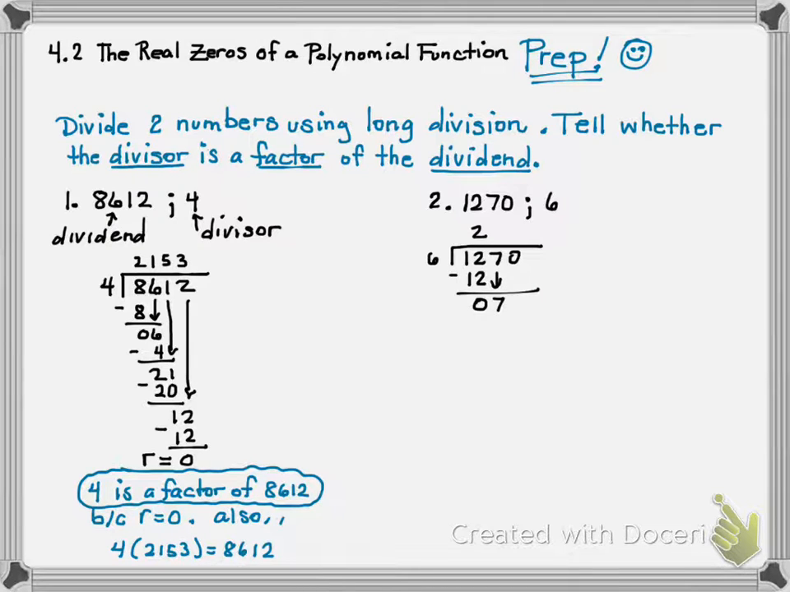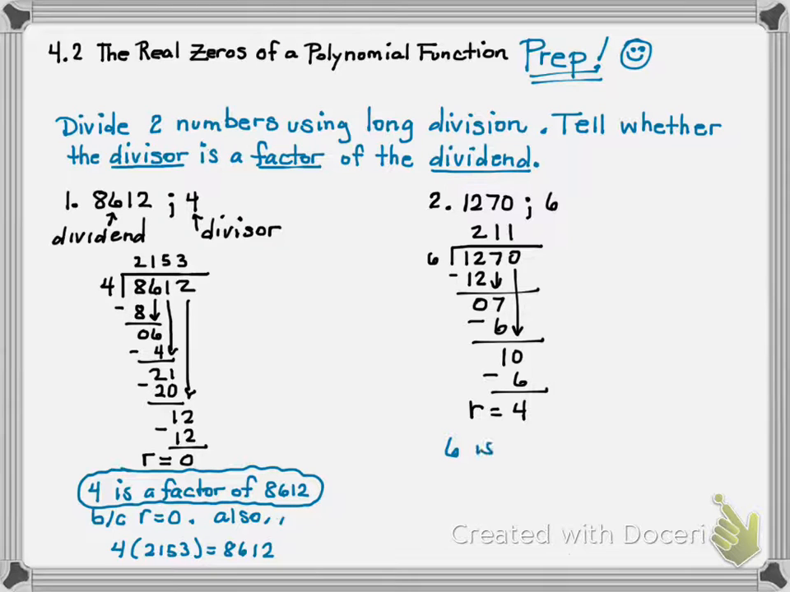How many 6s go into 7? 1. 1 times 6 is 6. Subtract, and we get 1. Bring down that 0, and you get 10. How many 6s into 10? 1. 1 times 6 is 6. Subtract those, and this time we get a remainder of 4. So since the remainder is not 0, 6 is not a factor of 1270.